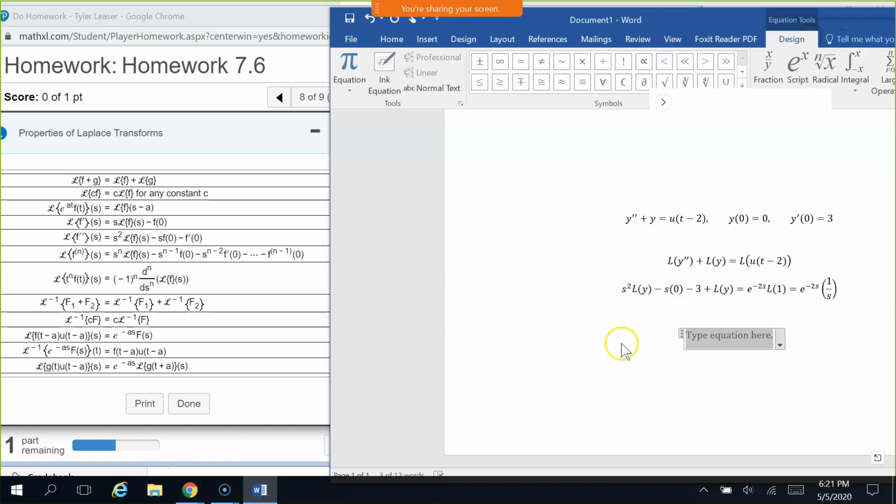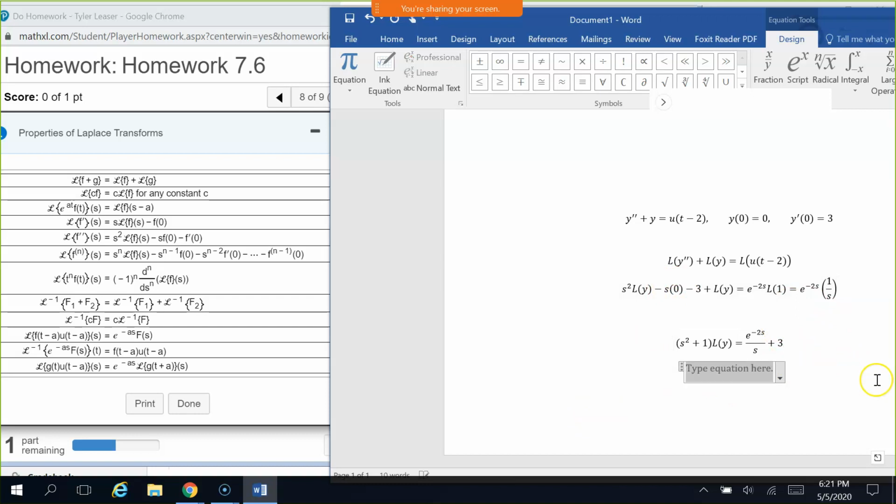So bringing the Laplace transform together, we have an s squared plus 1 times the Laplace of y. That's coming from this term and this term. On the right-hand side, we have that e to the negative 2s over s, and I'm also going to be adding this 3 over. Remember, this was just 0 here.